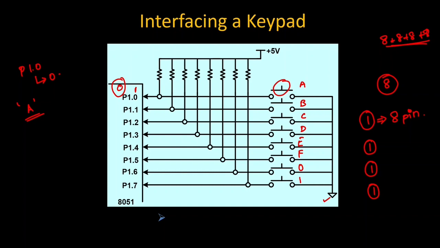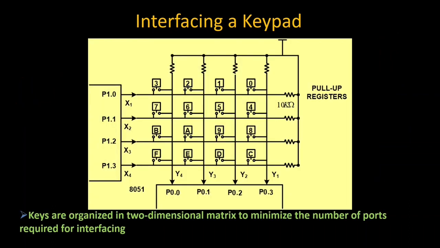This should not happen. So how can we reduce the number of ports used by your 8051, even if you connect a keypad to it? A simple solution is to use a matrix keypad. So what is a matrix keypad? A matrix keypad is a set of keys arranged in the form of a matrix.